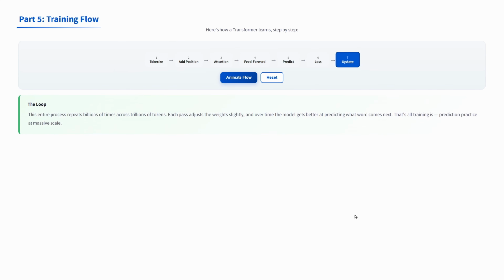The entire loop repeats billions of times across trillions of word tokens. Each pass adjusts the weights slightly, and over time the model gets better at prediction. This is exactly what we covered in the video related to gradient descent. But now you can see how it fits into the complete architecture.